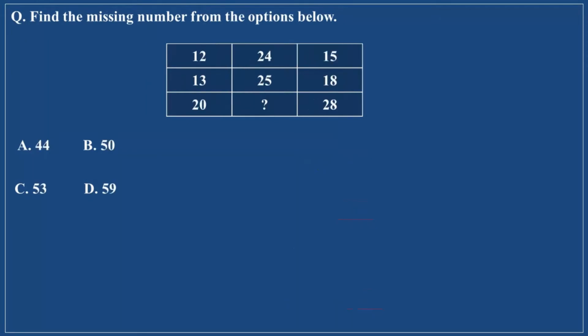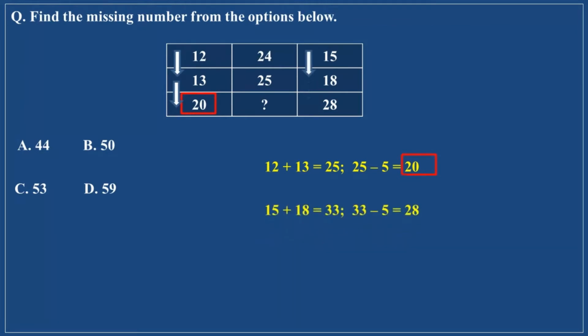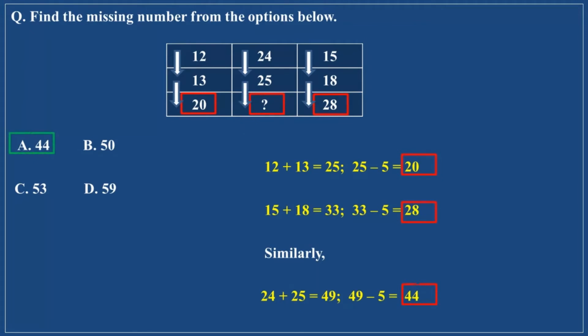Let's proceed to the next question. Find the missing number from the options below. In the first set of columns, the addition of 12 and 13 is done to get 25, and 5 is subtracted from that to get 20. Likewise, in the third set of columns, the addition of 15 and 18 is done to get 33, and 5 is subtracted from that to get 28. Similarly, in the second set of columns, the addition of 24 and 25 is done to get 49, and 5 is subtracted from that to get 44. Hence, option A is the right answer.